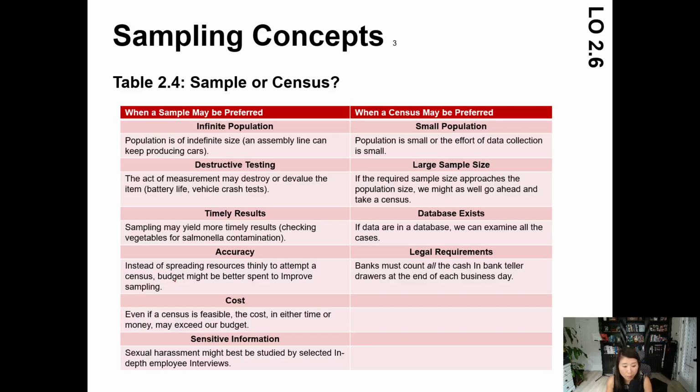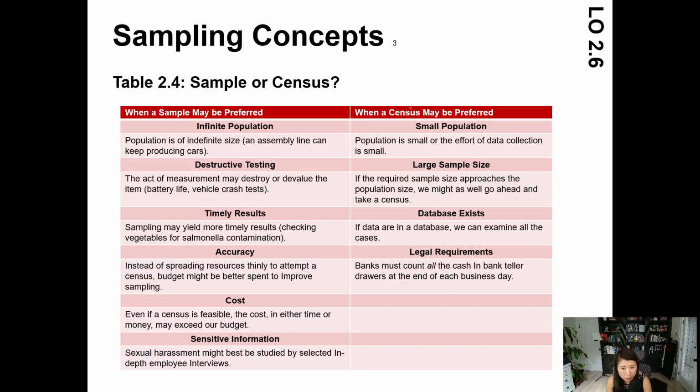Okay, later we're going to talk about different kinds of sampling techniques. And the cost: if you want to save cost, as you know, if you need everybody in your population to share data with you, it is very costly, right? So if you have a limited budget, the sampling method will be your go-to method. And also sensitive information, such as sexual harassment, might be best studied by selecting in-depth employee interviews versus asking everybody, right? Okay, all of this tells us sampling is a good way to do it.